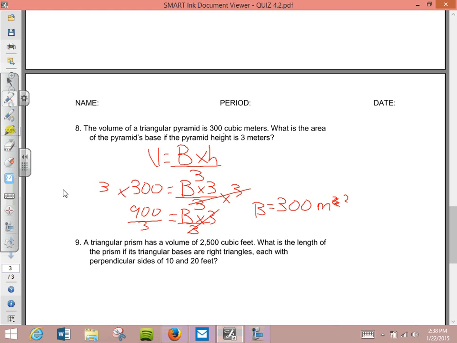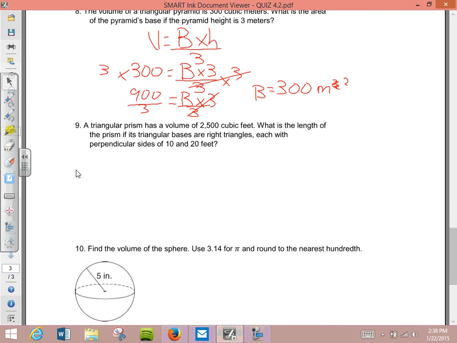I need you to go back in the video and solve it. This one right here should be the same way. So I'm going to solve very quickly. It's a triangular prism. Again, volume equals the area of the base times the height. We know the volume is 2,500. We know that the base, if they're perpendicular, what does that mean? It forms a 90-degree angle. So it'll be 10 times 20, right?